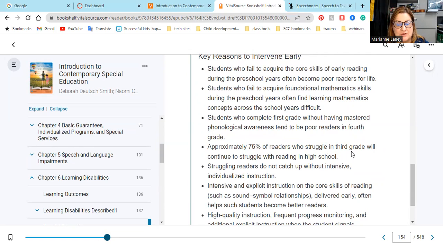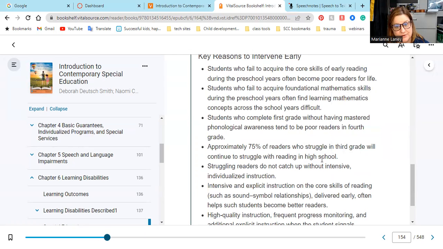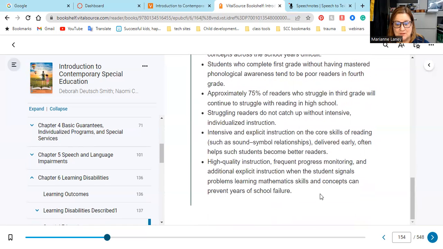75% of readers who struggle in the 3rd grade will continue to struggle with reading in high school. So you're telling me we can get help for 3rd graders so they can make the rest of their high school, the rest of their educational career easier? By the way, it should be before 3rd grade, quite frankly, right?